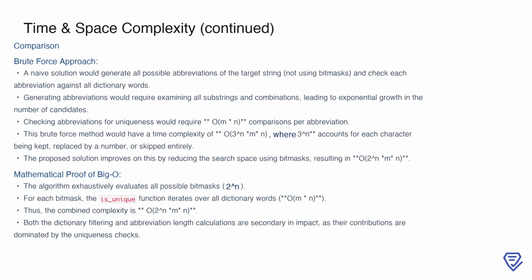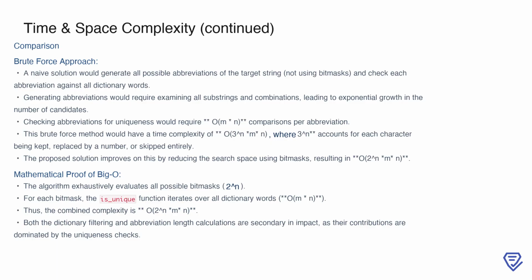To understand the improvement of this algorithm, we compare it to a brute force approach. A naive solution would generate all possible abbreviations of the target string by examining all substrings and combinations. This results in exponential growth, requiring 3 to the power of n abbreviations, where 3 to the power of n accounts for each character being kept, replaced by a number, or skipped entirely. Each abbreviation would then be checked for uniqueness against the dictionary, requiring m*n per check.